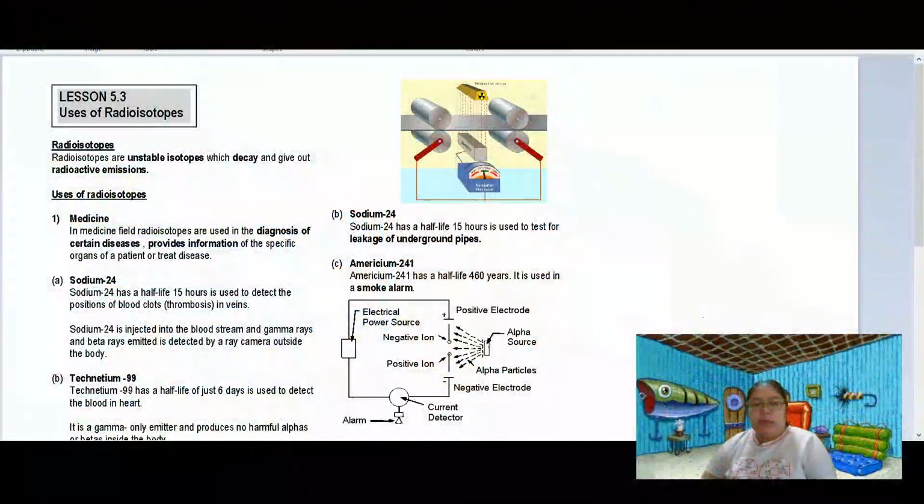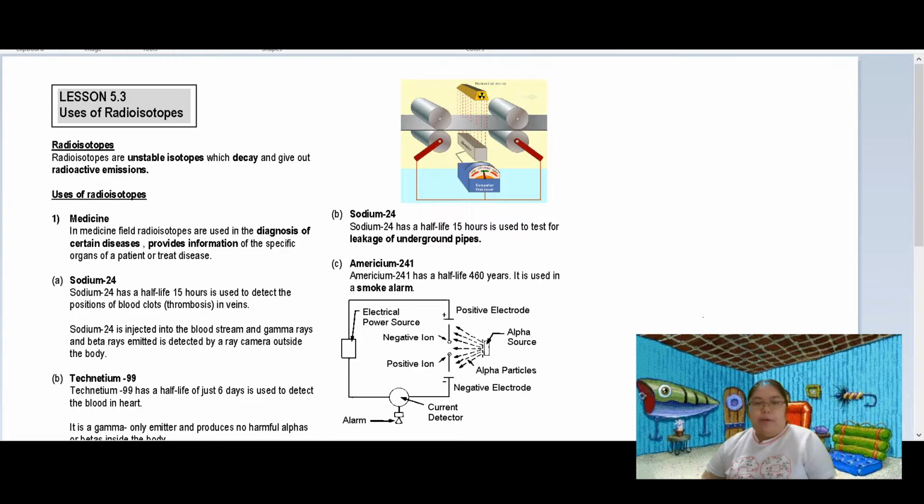Okay, let me see the 5.3. I told you already, in 5.3 we don't have any calculation. We just have some common knowledge, I think you also know about it. Okay, let's see 5.3. There are uses of the radioisotope.